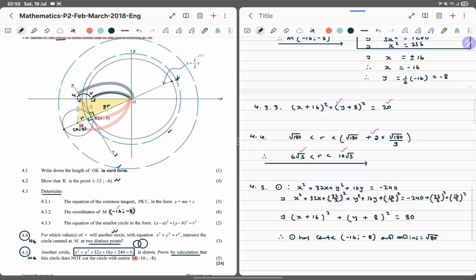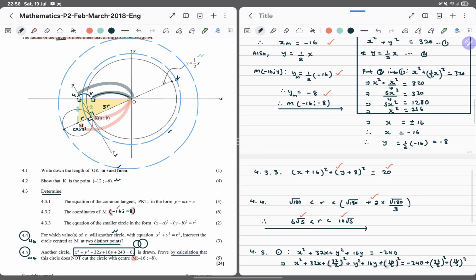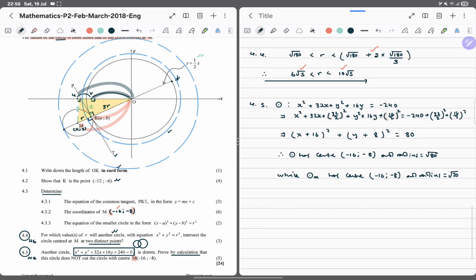Right. Now, circle center M has center (-16, -8) as well, and radius equal to the square root of 20. Right, because we found that equation above. Now, what are we saying here? We can say, therefore, they have the same center, different radii. 180 is greater than 20. So basically, this circle is greater than that circle, but they share the same center.